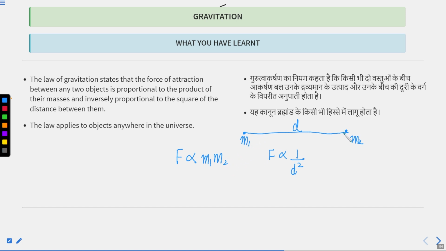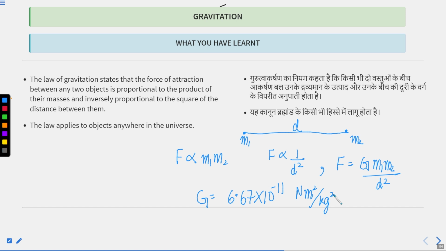Every object attracts every other object by the force given by this formula: F equals G m1 m2 divided by the distance squared, where G is the universal gravitational constant. Its value is 6.67 times 10 raised to the power minus 11 newton meter squared per kilogram squared. Clear, class?